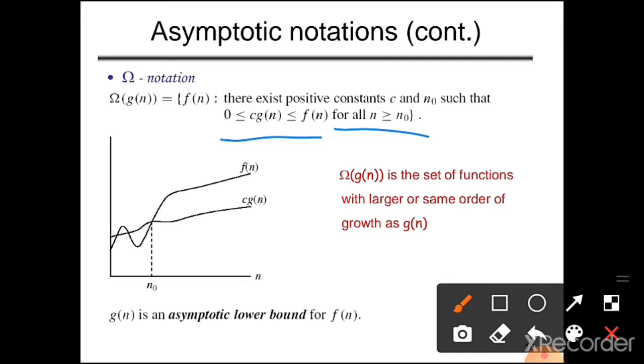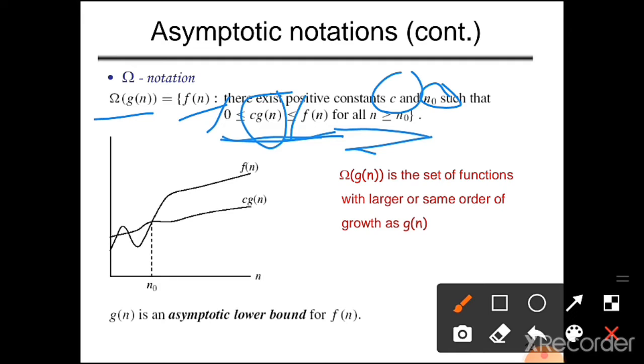Here there are two functions, g of n and f of n. There exist positive constants c and n naught, both positive constants. Here we represent the asymptotic notation as 0 less than or equal to c into g of n. So c into g of n is greater than or equal to 0 and is less than f of n for all values of n greater than or equal to n naught.